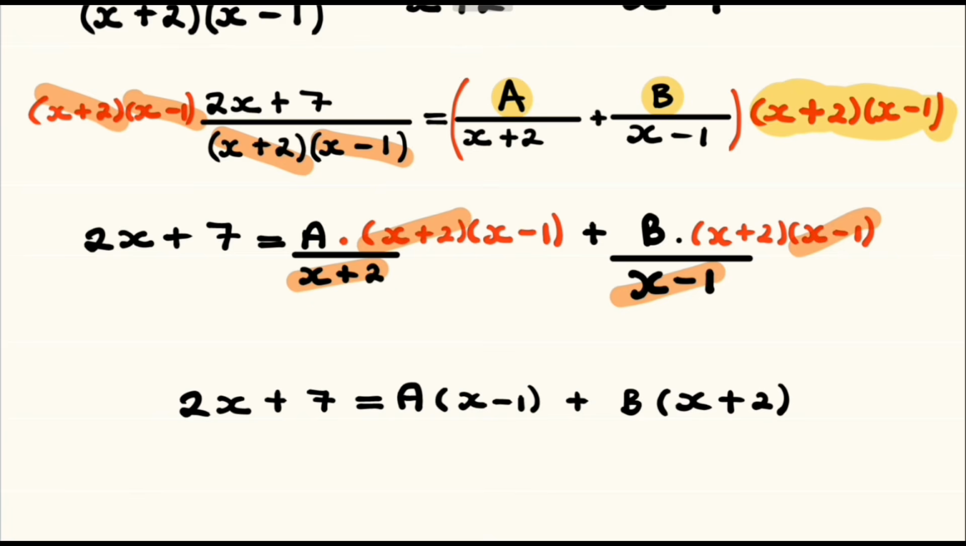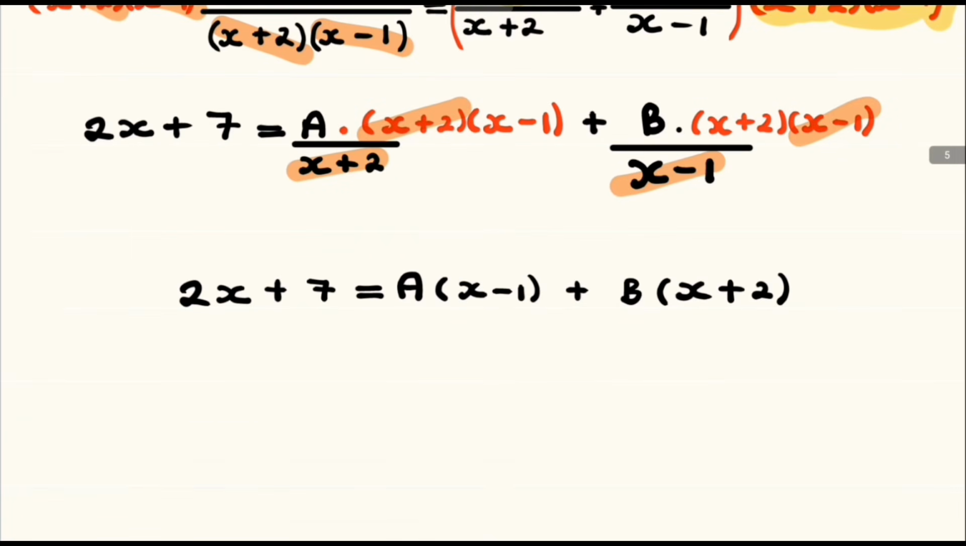We have to determine the numerical value of a and b. So let's start by determining the a. Remember, to determine the a or the b, we let x be any number, but by strategically letting x be equal negative 2, we have negative 2 plus 2, which will be 0. 0 multiplied by b will be 0, giving us a window of opportunity to determine the numerical value of a. So we let x be negative 2.